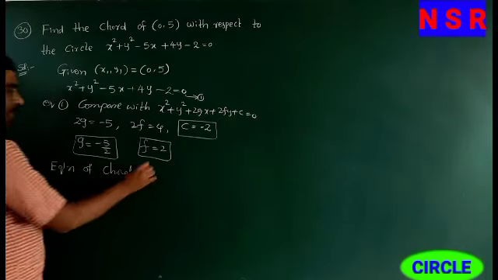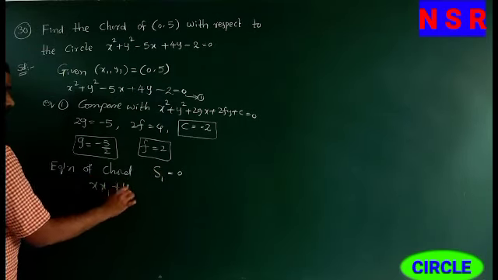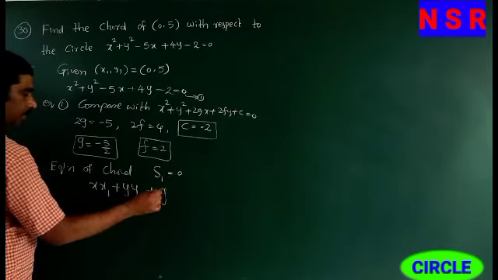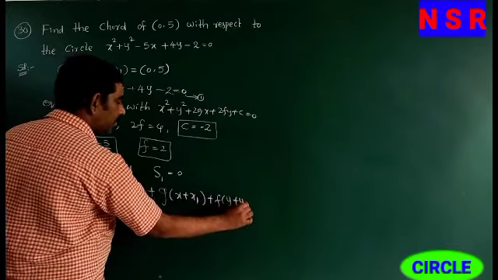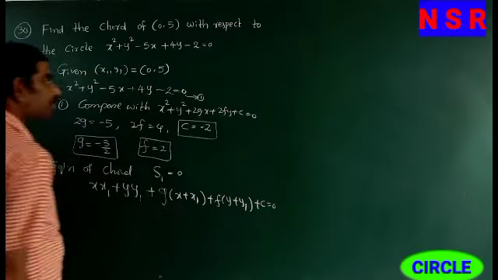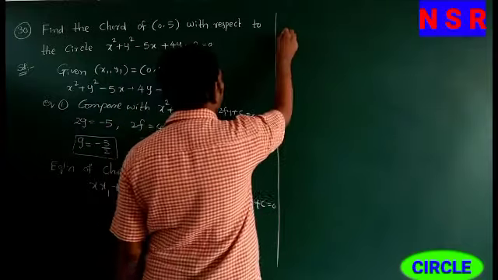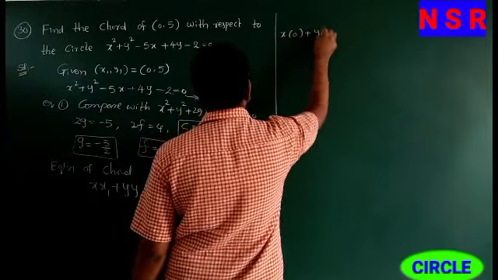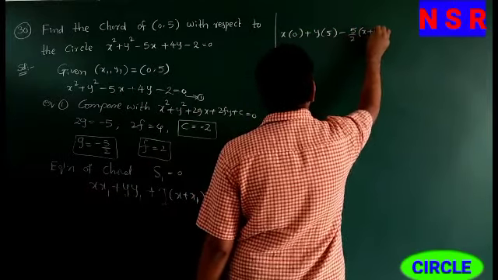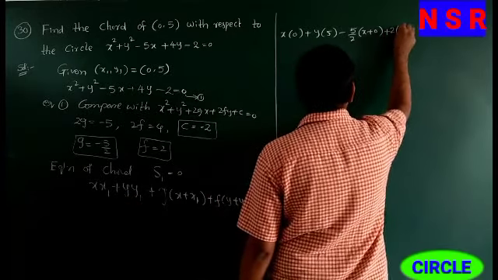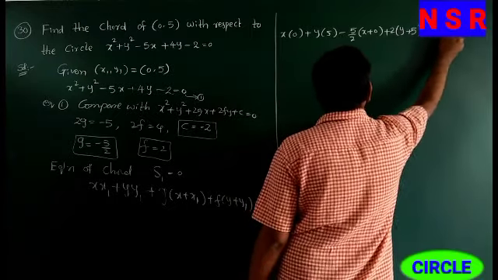Now find the chord, means equation of chord, or equation of chord of contact: S1 equal to 0. So it is S1: xx1 plus yy1 plus g into x plus x1 plus f into y plus y1 plus c equal to 0. Now substitute the values: x1 value 0 plus y1 value 5 plus g into x plus x1 plus f into y plus y1 plus c. So c value here minus 2 equal to 0.